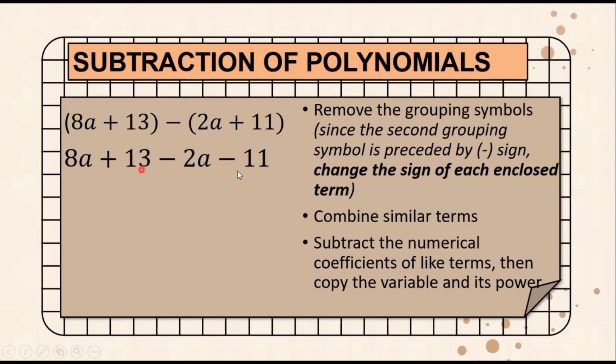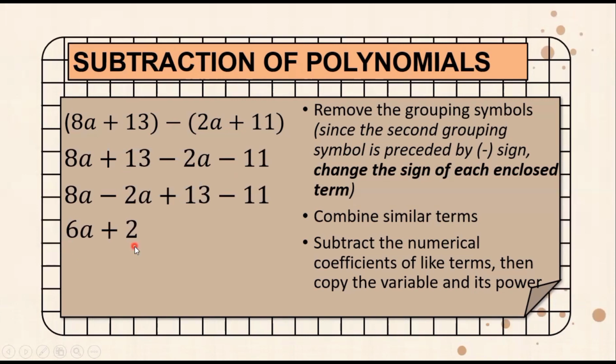Bakit naging minus 2a minus 11? Negative times positive 2a, it will give us negative 2a. Negative times positive 11, it's negative 11. Then after that, you have to combine now similar terms, 8a minus 2a, and then 13 minus 11. It will give us now 8a minus 2a, 6a, 13 minus 11, it's positive 2. So our final answer would be 6a plus 2.